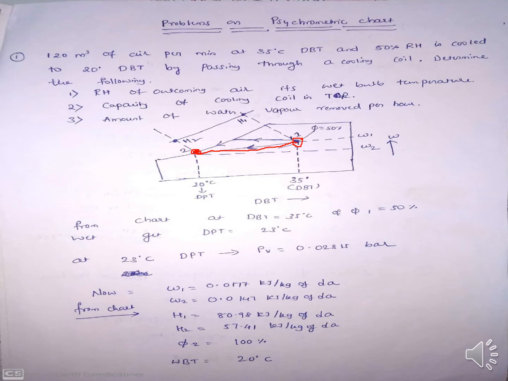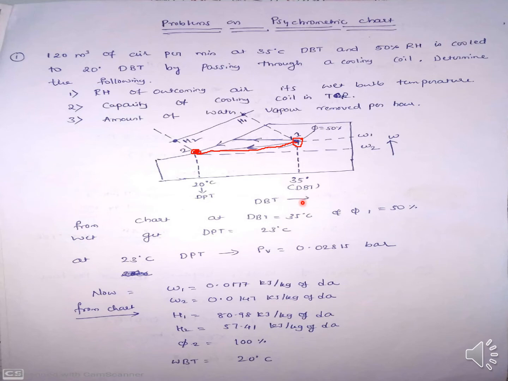This is the saturation line. Taking DBT as 20 degree, draw this straight line, and wherever it cuts the saturation line is point 2. So now we have got the first point and the final point. Related to that, you should note down all the values from the chart. What do I mean by all the values? See here, the DPT.